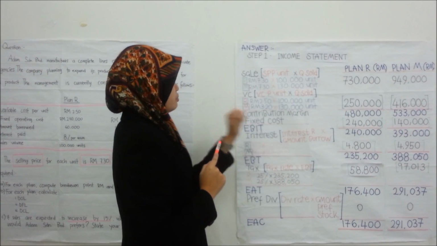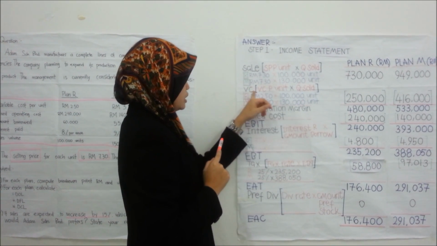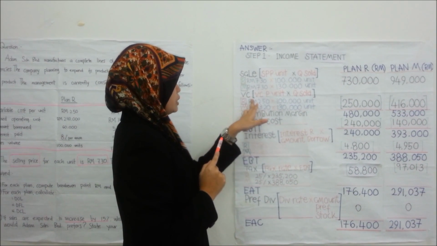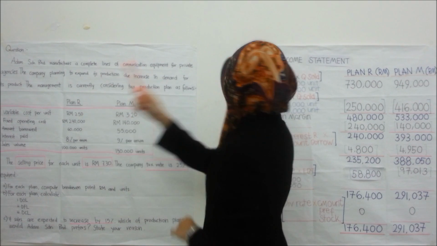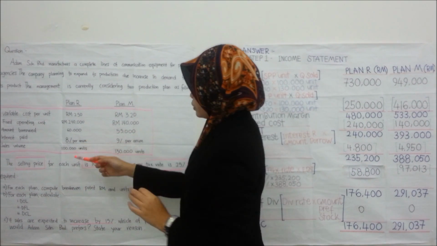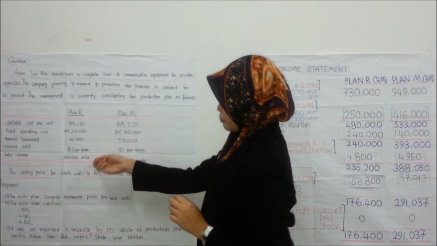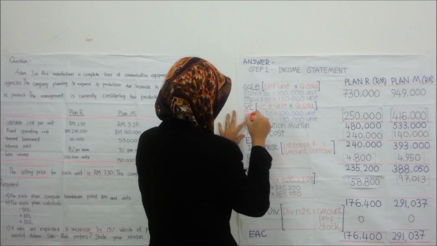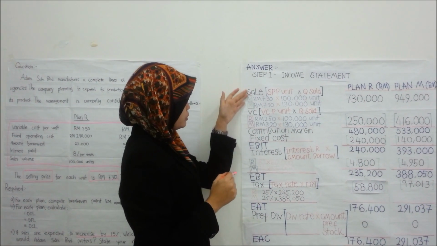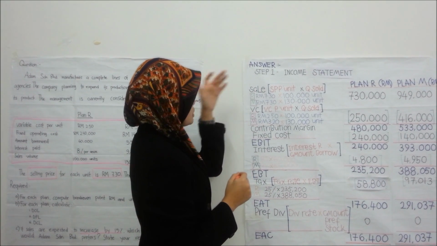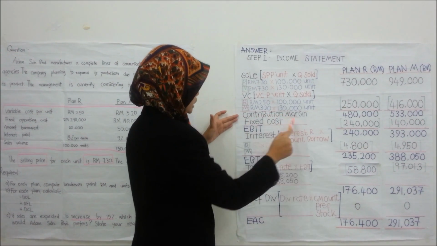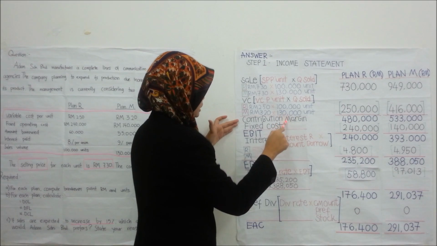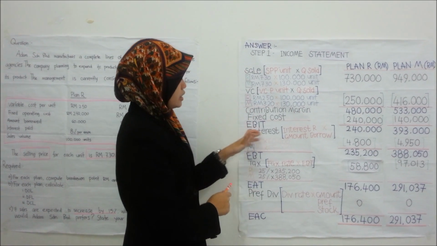After that, you must find the variable cost. To find the variable cost, from this situation, you multiply the variable cost per unit by the quantity of units. After you get the variable cost, you must minus the variable cost from sales, and you get the contribution margin. After you get the contribution margin, you must minus the fixed cost.